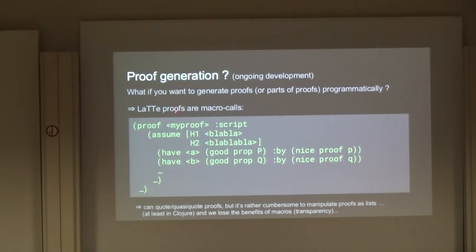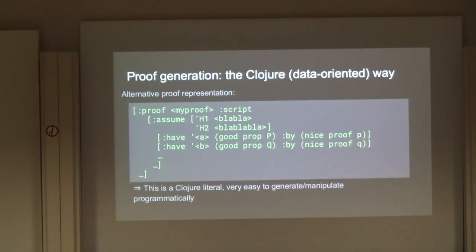It's not very easy. I could put code here, but then I want to put some expansion inside, etc. Especially in Clojure, it's really not a good way to do things. So what you will do is use a more literal version of the proof. That's one nice idea of Clojure, to have extended literals, like vectors and maps, etc. And so it's almost the same.